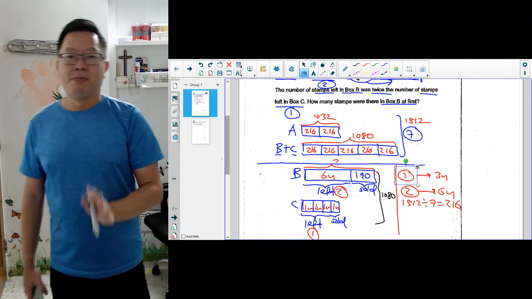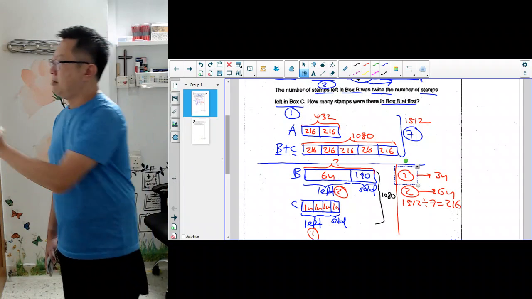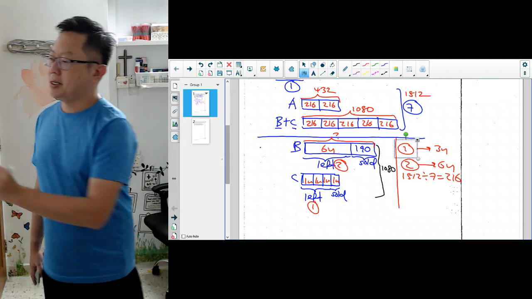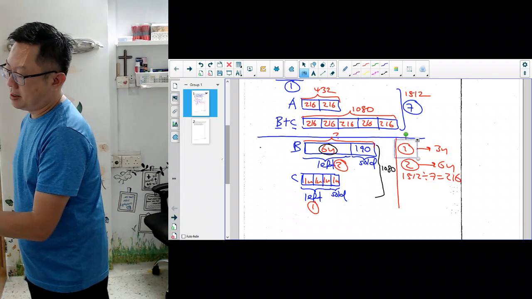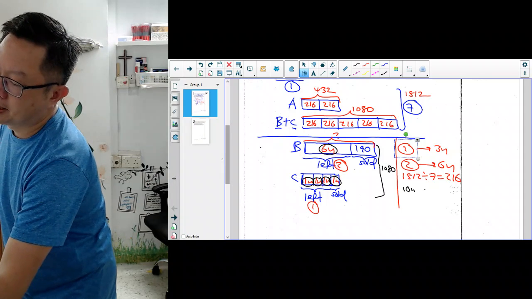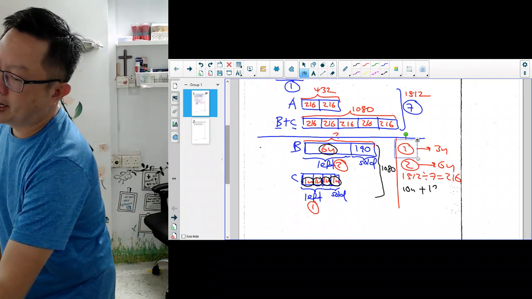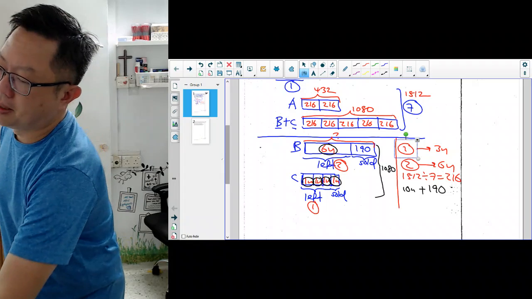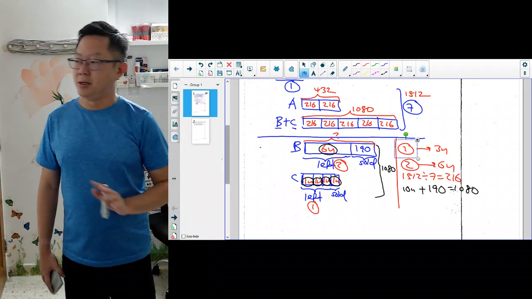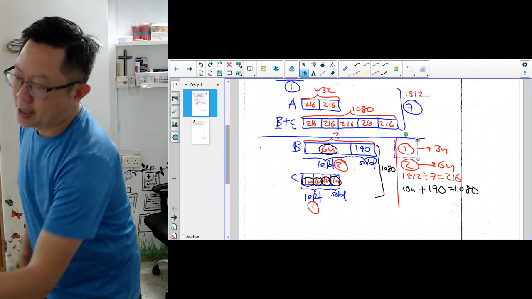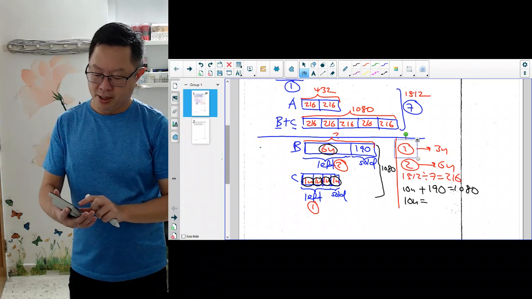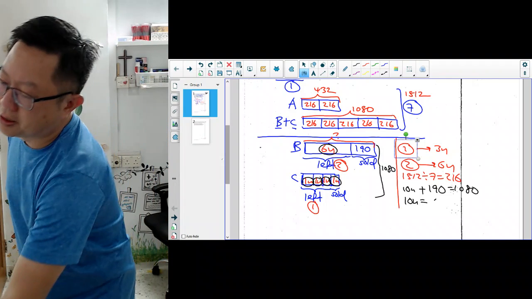Because box B and box C add together is 1080, what do you do next? You can actually add up everything in the model together. 6 units plus all the 4 units will give you 10 units, and plus the 190. Add everything inside the model, that will give you the total stamps in box B and box C. Then you can find 10 units, so 10 units will be 1080 minus 190, and you get 890.